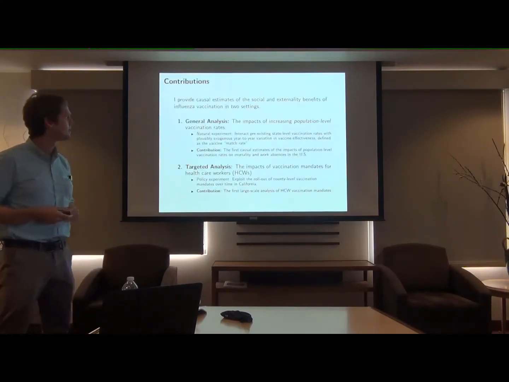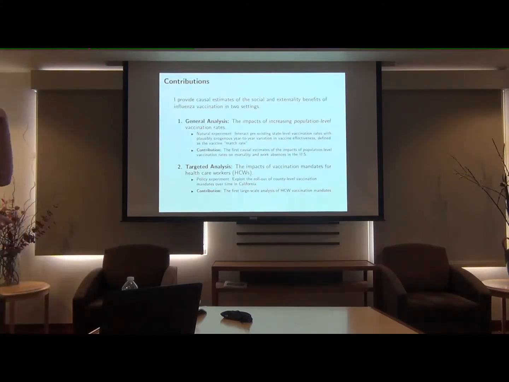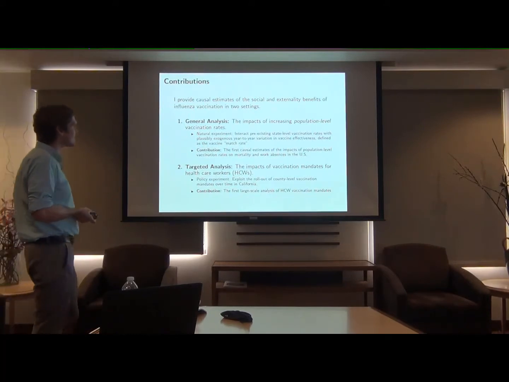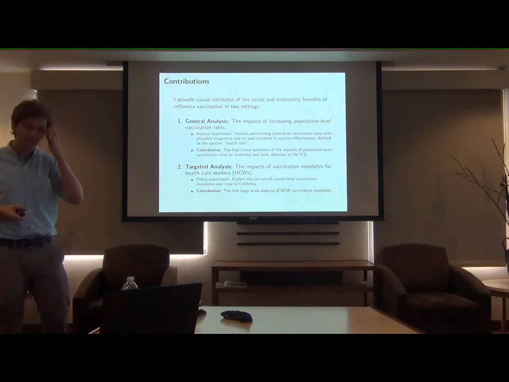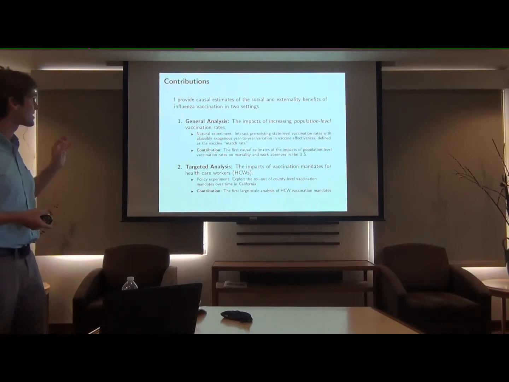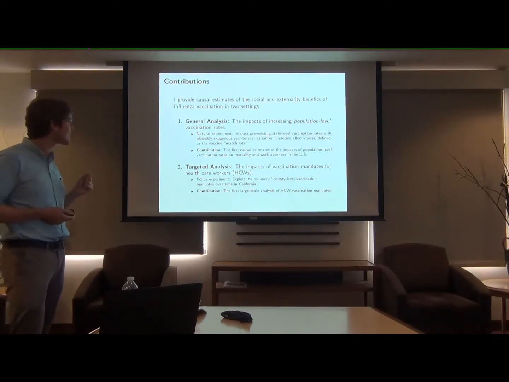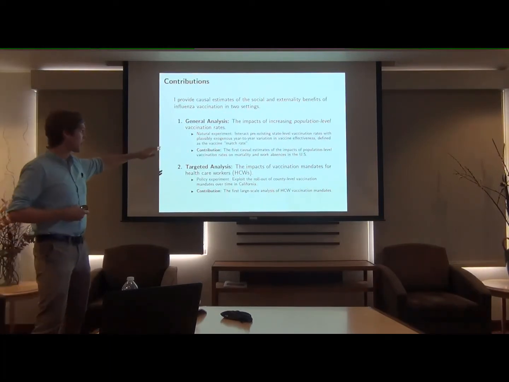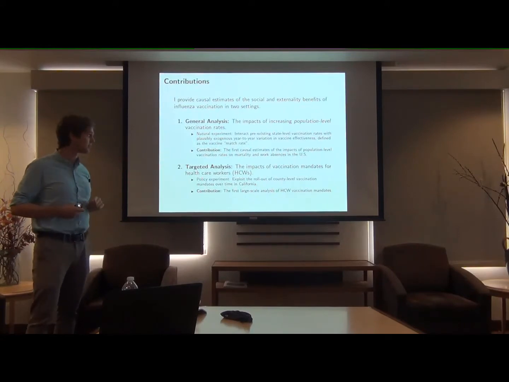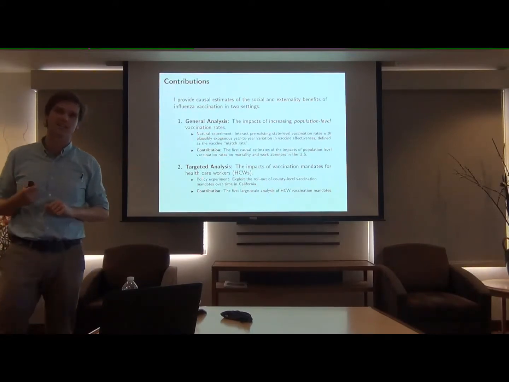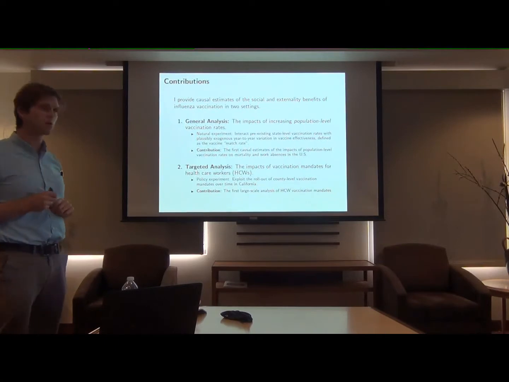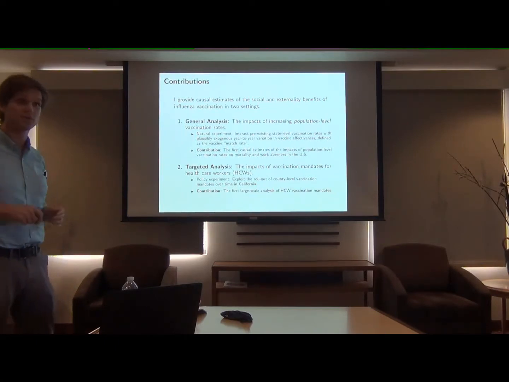Okay, so what are the contributions here? Again, this is going to be broken up into two components. I'm going to call these the general analysis and the targeted analysis. In the first component, I'm measuring the impacts of increasing population level vaccination rates. I'll talk a little more about this natural experiment in just a second, but I argue that these provide the first causal estimates of the impacts of population level vaccination rates on mortality and work absences in the US, or any outcome in the US.